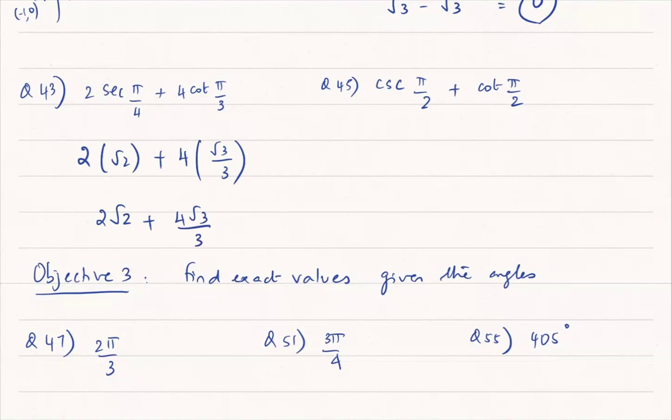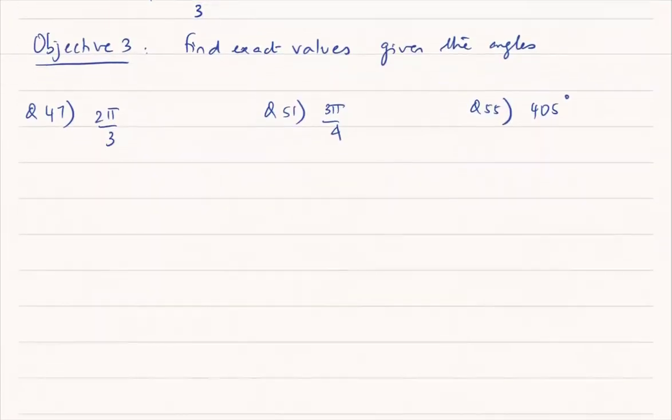That's it. Cosecant pi over 2 is 1. Cotangent pi over 2. So pi over 2, this coordinate is 0, 1, correct? Cotangent is x over y. So that is 0. So the answer is 1.